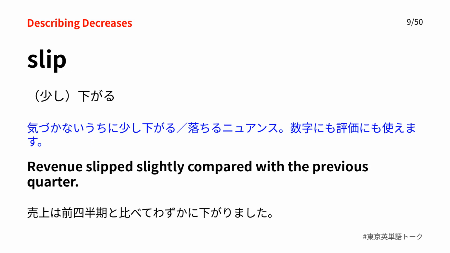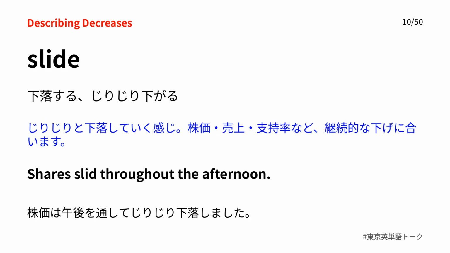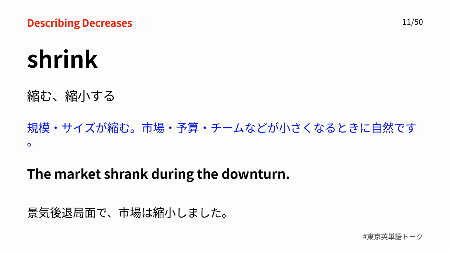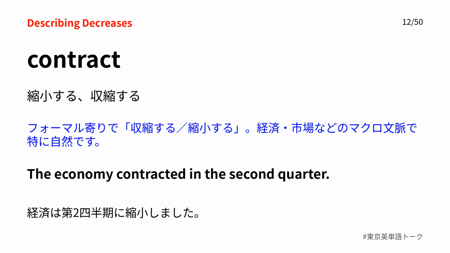Slip. Revenue slipped slightly compared with the previous quarter. Slide. Shares slid throughout the afternoon. Shrink. The market shrank during the downturn. Contract. The economy contracted in the second quarter.